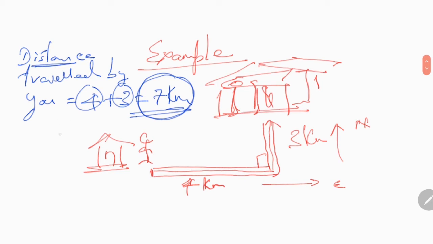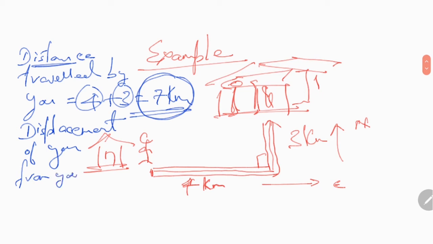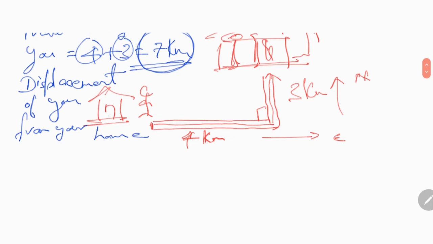Now if I ask you, what is the displacement of you from your home? Displacement basically means how much you have moved in net effect. So this was your starting point and this was your ending point. Displacement is your net change in position. So this was your initial position.